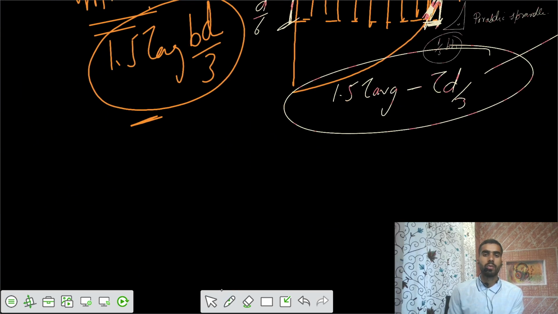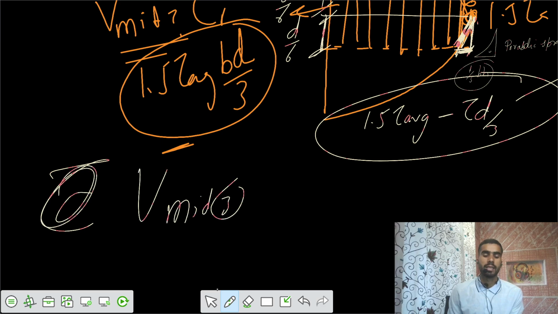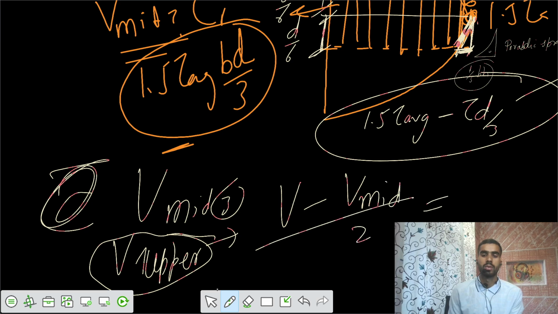Once I get the value of tau for the force resisted by the middle third part, I can say the force resisted by the upper third part would be equal to V total minus V mid, divided by 2. That would also give you V by 27 of the total shear force V.